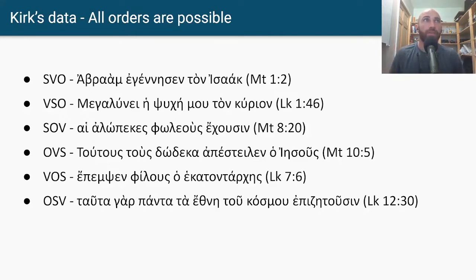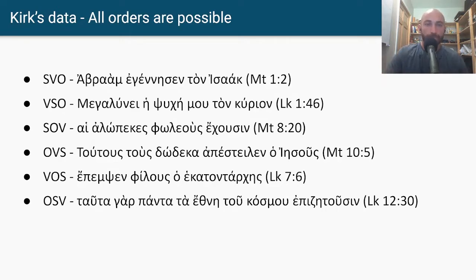So the VSO order, I'm not going to read all these, but I'll read the VSO one. Megalune he psyche mu ton kyrion. This is from Luke 1:46, Mary's prayer. So my soul magnifies the Lord. So this is an example: Megalune is the verb, he psyche mu is the subject, and ton kyrion is the object. And so she has more examples of this for SOV, OVS, VOS, and OSV. And actually, we're going to talk about some of these examples later when we talk about non-neutral orders.